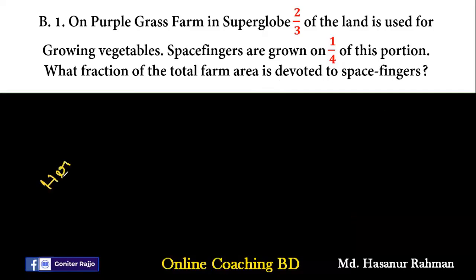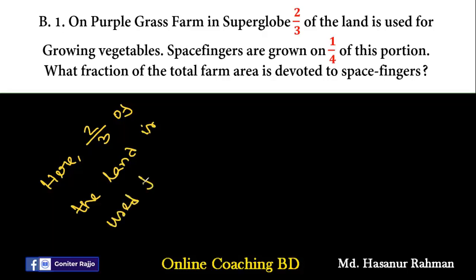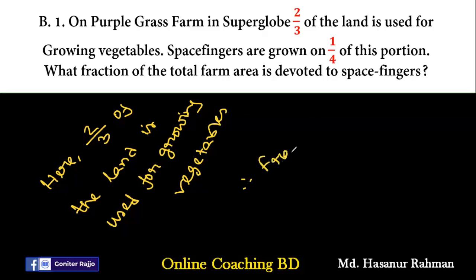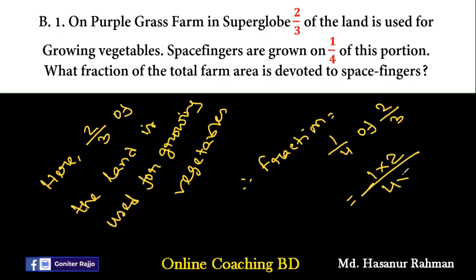Here, 2/3 of the land is used for growing vegetables. And space fingers are grown on 1/4 of this portion. So we have to find out what fraction of the total farm area is devoted to space fingers. That is 1/4 of 2/3. Okay, very simple. So 1 multiplied by 2 divided by 4 multiplied by 3.